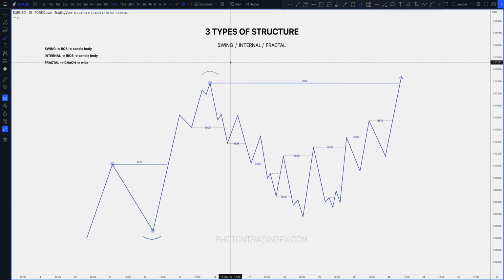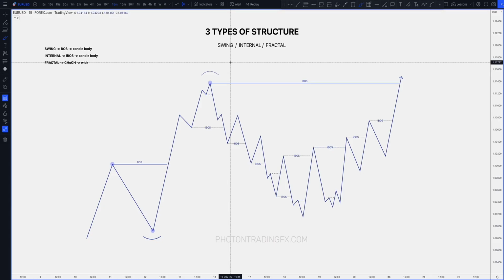Now, whilst that still remains true and is still the way we will define that, we're just breaking up that internal structure into two separate pieces of structure with two different names, okay? Just because it makes a lot more sense to do this, and you'll see why as we go through it. So swing structure is exactly the same. Now that internal structure, we are going to have two types, like I said. One we're still going to call internal, and one we're simply going to refer to as fractal, okay?